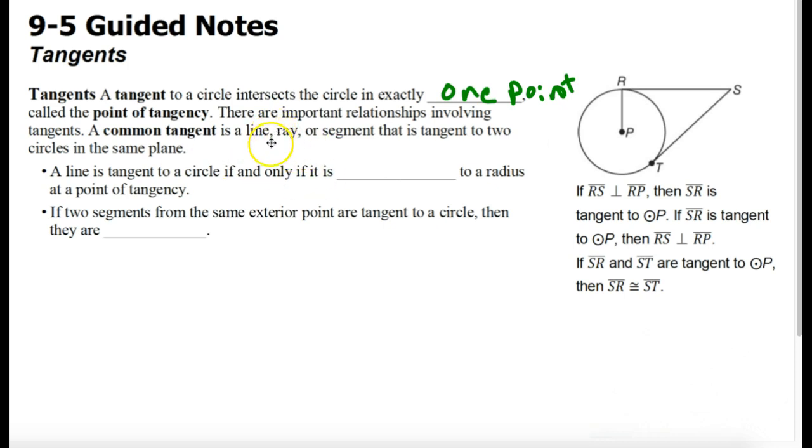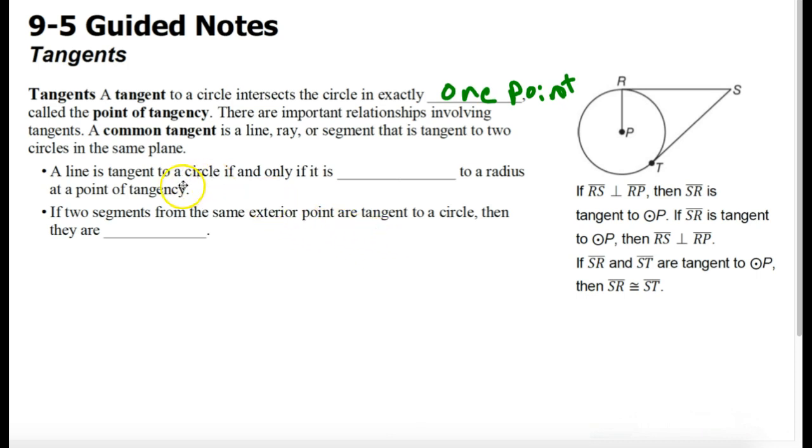Now there's 2 properties that we're going to look at and use these to solve problems in this section. All right, so I guess over here first in this picture, the line SR and the line ST are both tangents because they hit the circle at exactly one point. They just kind of glance off the edge. And we could even extend this line out and it would just hit the circle at that single point.